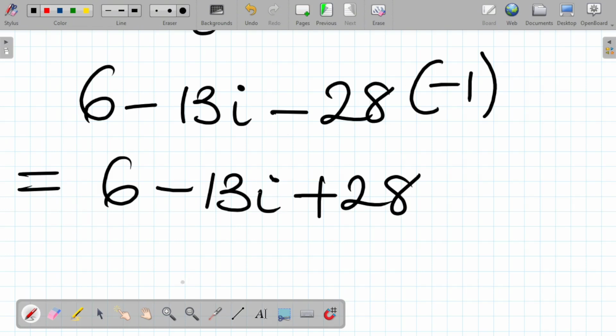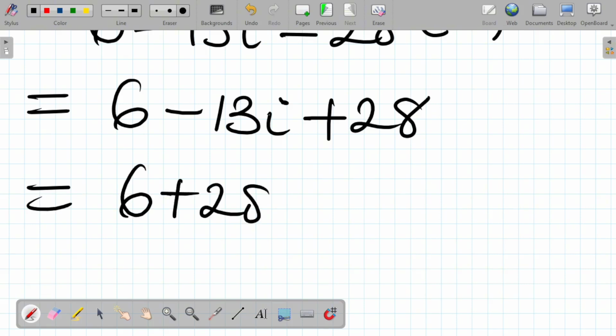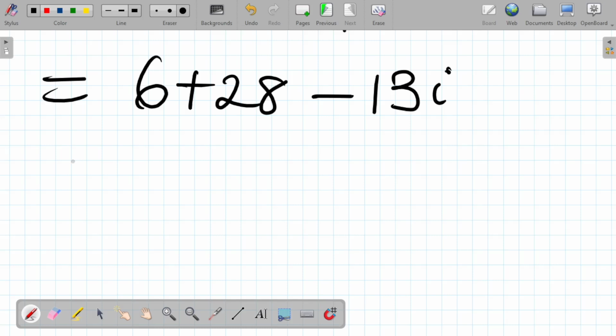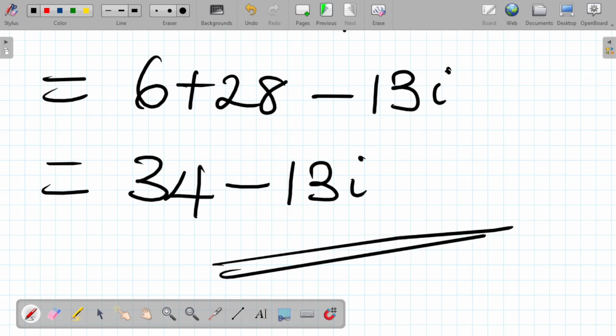So now let's collect like terms. So here we have 6 plus 28 and then minus 13i. Finally, 6 plus 28 is 34. So we have 34 minus 13i. So this is our final answer.